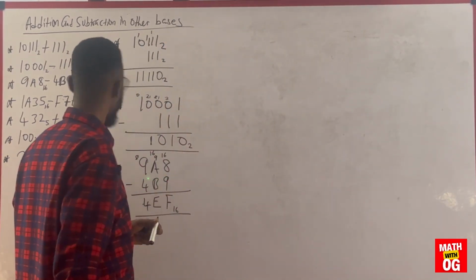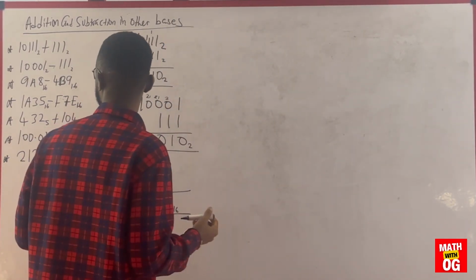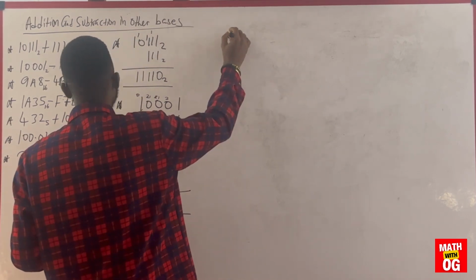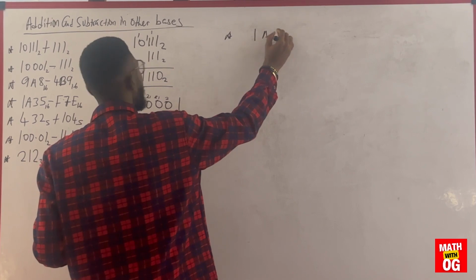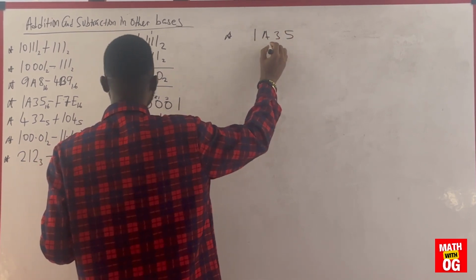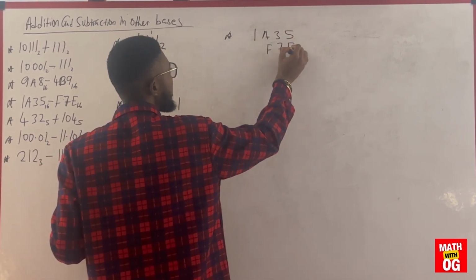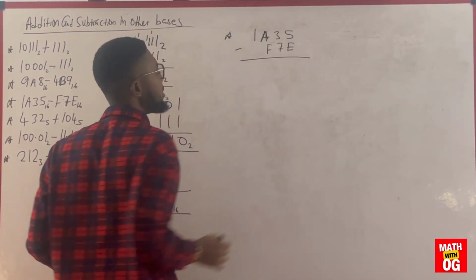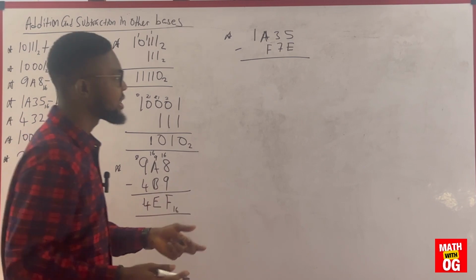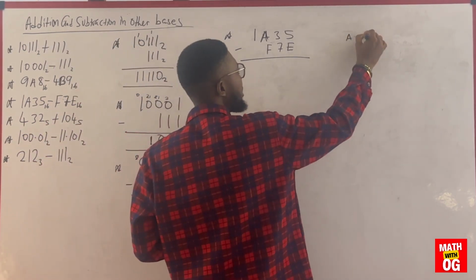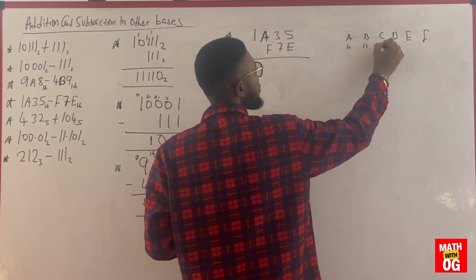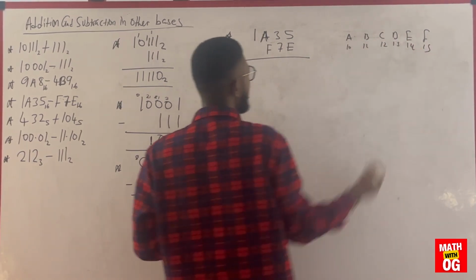Now next is 1A35 in base 16 minus F7E. I can put that here. 1A35, F7E. We are asked to subtract, so you can see how easy it is. Now let's bring out our ABCD again. A, B, C, D, E, F. 10, 11, 12, 13, 14, 15.